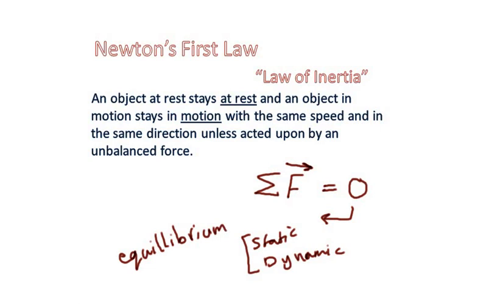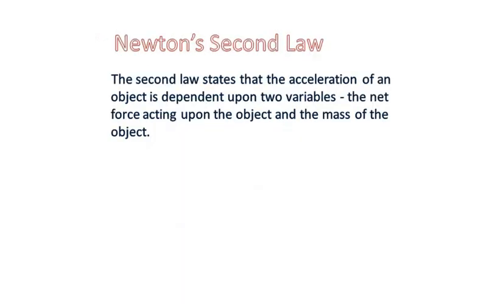Now, before we solve some questions, let's go to Newton's second law because they are related to each other. Newton's second law states that the acceleration of an object is dependent upon two variables: the net force, which is sigma F, acting upon the object, and the mass of the object. A mathematical representation of this law is sigma F, the vector sum of the forces, is equal to m times a. A is the acceleration of the object, and the direction of the net force is the same as the direction of the acceleration of an object.